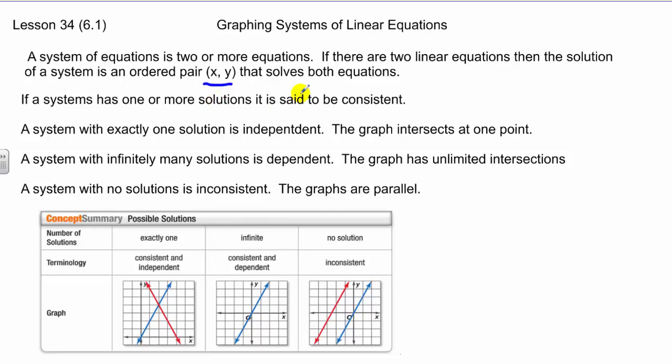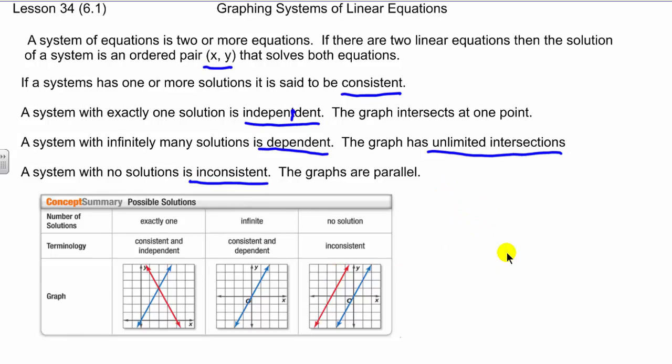All right. If a system has one or more solutions, then we call it consistent. If it has exactly one solution, it's called independent. And the graph is going to intersect at a point. And if the system has infinitely many solutions, we call that dependent, and the graph has unlimited intersections. I'll show you what that looks like in a second. And if there are no solutions, it's called inconsistent, and the graphs, or the lines, are parallel. And you should know a little bit more about parallel from what we've already studied.